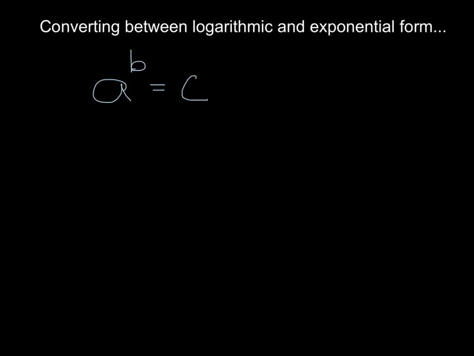This same equation in log form would be log base a of c is equal to b. Now notice the placement here: a is a subscript, and log c equals b are all the same size. So we just here have a as a subscript, kind of the opposite of our exponent, which is a superscript.